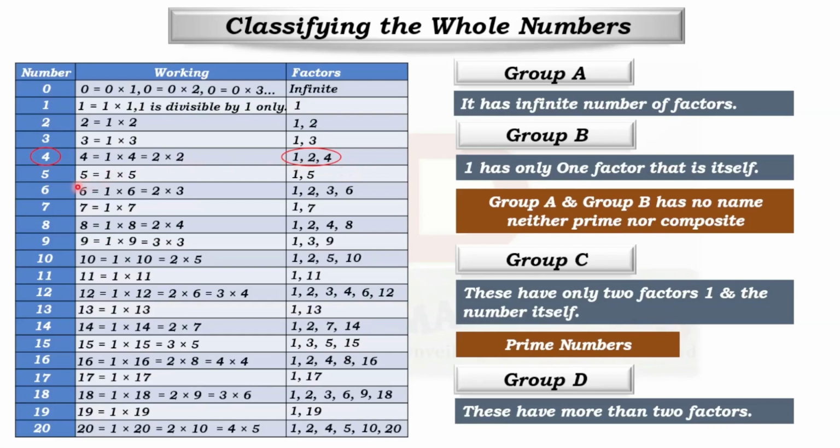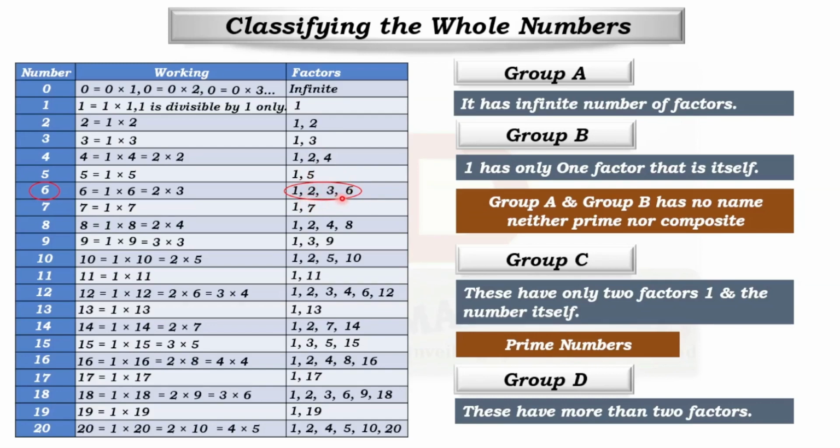Similarly, the next number 6 has four factors: 1, 2, 3, and 6 itself. It also has more than two factors. Here 2 and 3 are the other factors, from the factors 1 and 6, the number itself.